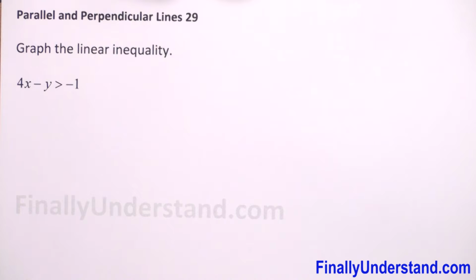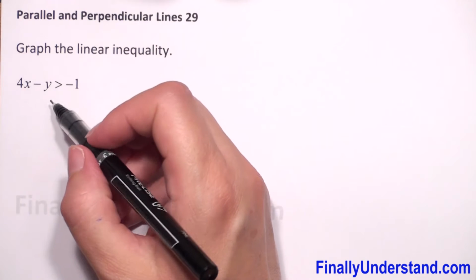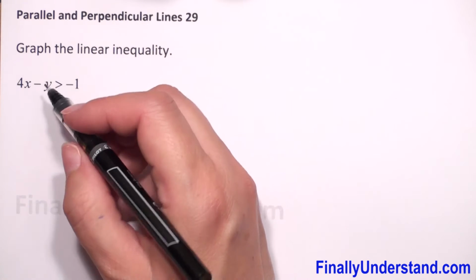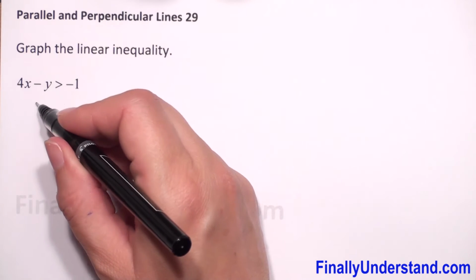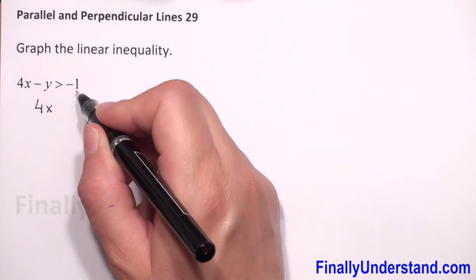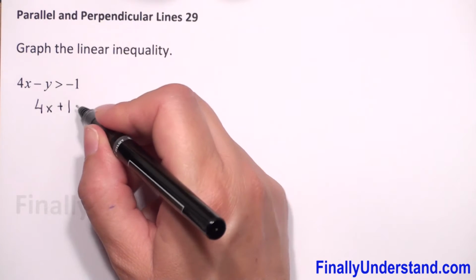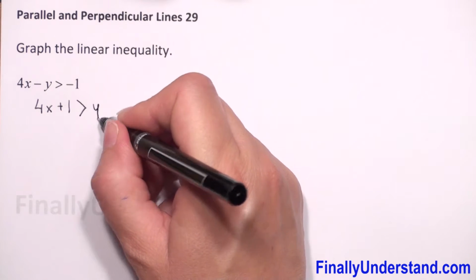We have to graph the inequality. First, we will rewrite the inequality in the slope-intercept form. So let me move -1 to the right side. So we will have 4x and -1 to the left, so it will be +1 is greater than y.